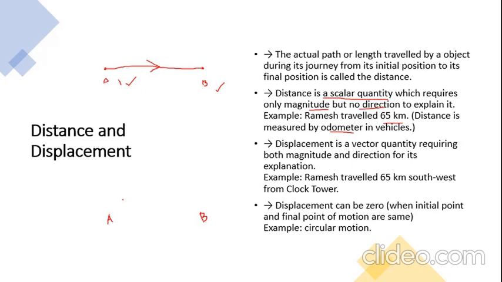And let's see displacement. Displacement is a vector quantity. It will give you the information about the magnitude as well as the direction. For example, Ramesh traveled 65 kilometer southwest from clock tower. So along with your distance, you are mentioning the direction also. So this is called displacement. Displacement can be zero when initial point and final point of motion are the same. So this we'll see later.